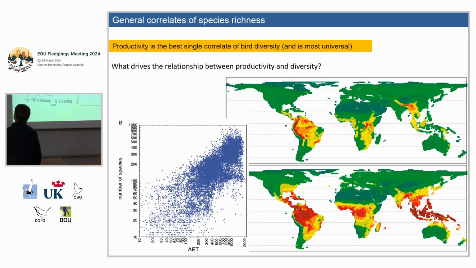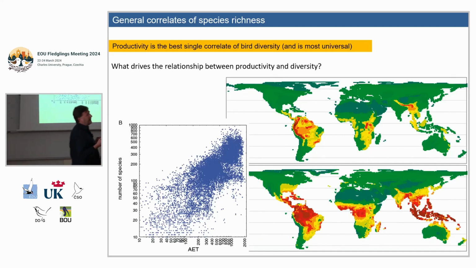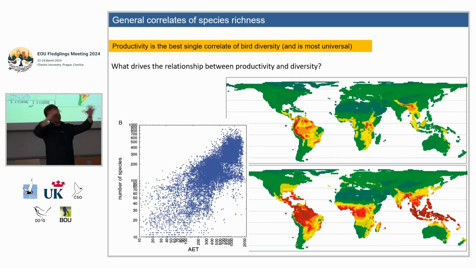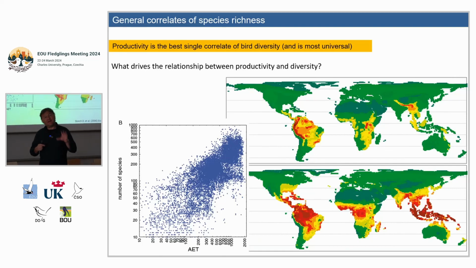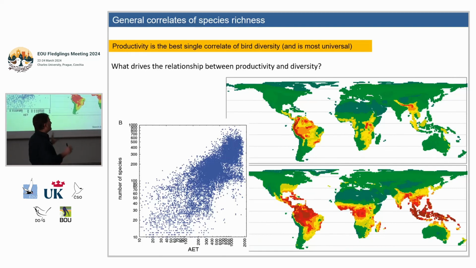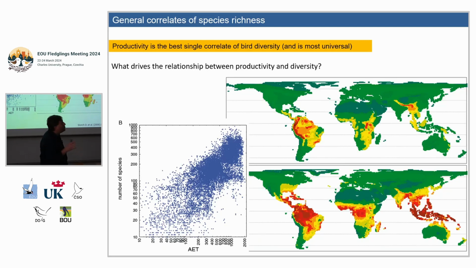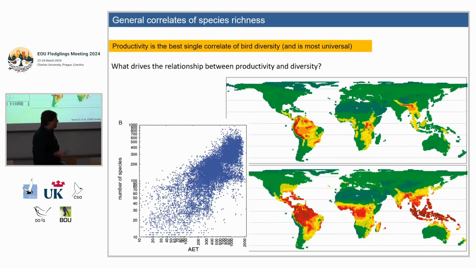However, it does not mean that we know what drives the relationship between productivity and diversity. Basically, we moved from one pattern, which is the latitudinal diversity gradient, to another pattern, which is the relationship between diversity and productivity, the amount of resources. So we can ask now not what drives the latitudinal diversity gradient, probably productivity, and you will see that it is a reliable point. But we now need to ask why there are more species in a more productive environment. And even though it may look at first glance as kind of simple, of course there are more resources, so there should be more species, it is in fact not that simple, and most of the time I will be speaking about this question: why higher productivity drives higher bird diversity.